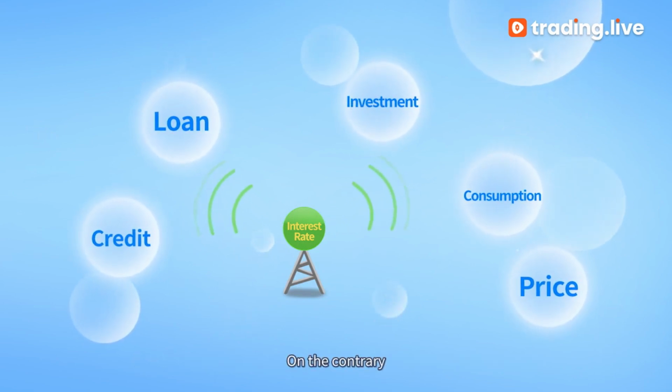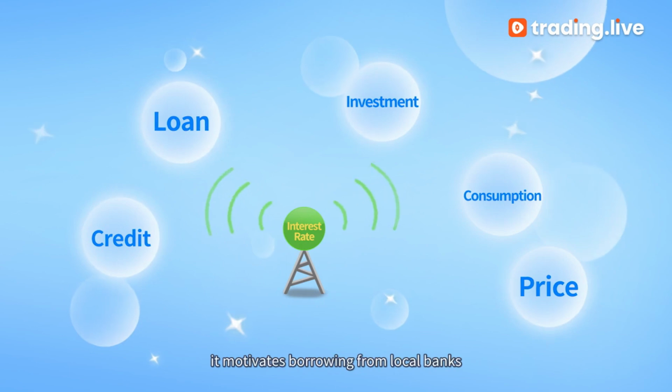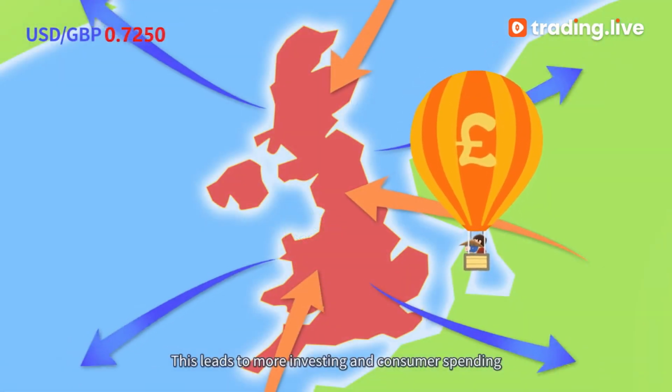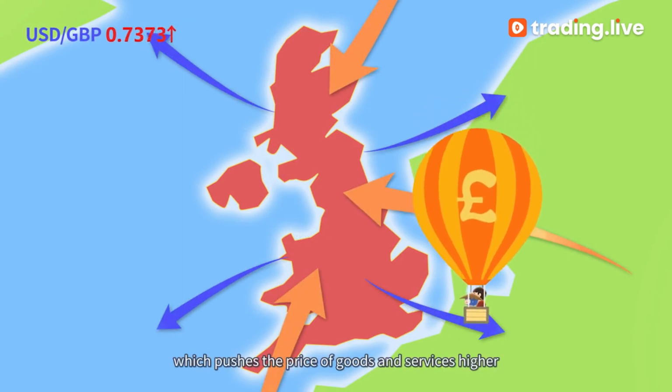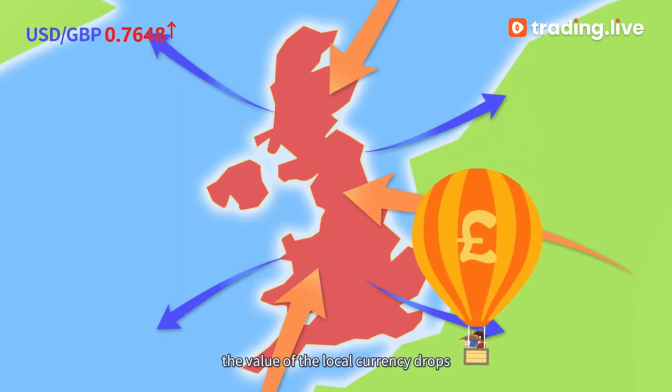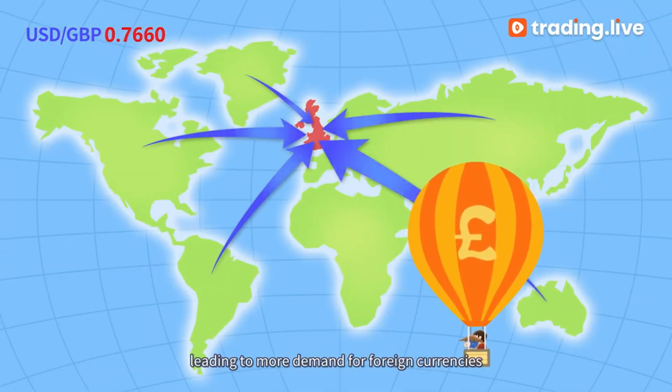On the contrary, if interest rates fall, it motivates borrowing from local banks. This leads to more investing in consumer spending, which pushes the price of goods and services higher. As a result, the value of the local currency drops, leading to more demand for foreign currencies.